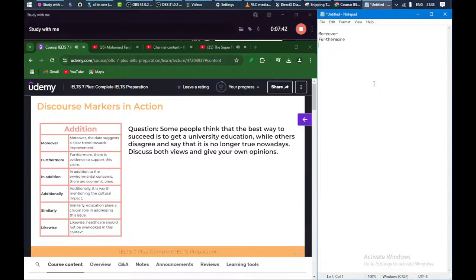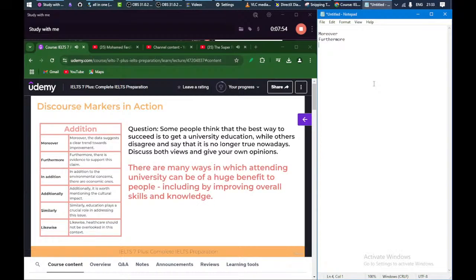And what we'll do is introduce our writing with a topic sentence, just generally giving some information and opening my ideas. There are many ways in which attending university can be of a huge benefit to people, including by improving overall skills and knowledge. So I've given this topic sentence and I might want to add extra information. A great way of doing this is of course to use a discourse marker.